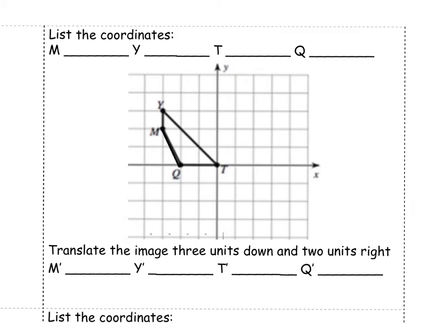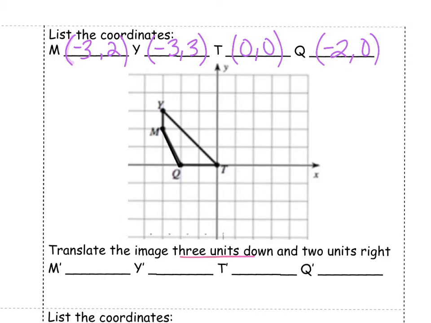Here's another example. We're going to go ahead and start with listing our original points. M is at -3, 2. Y is at -3, 3. T is at 0, 0. And Q is at -2, 0. Here we're going to move in 2 different directions. It would like us to go 3 units down, 2 units to the right. So we have to go down 3 and 2 to the right.